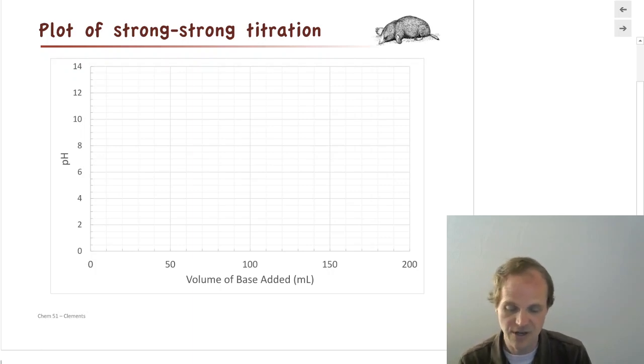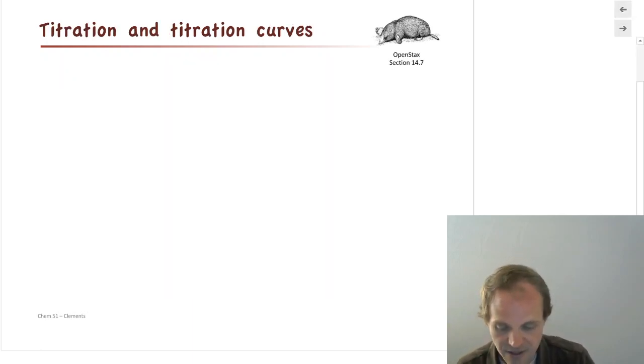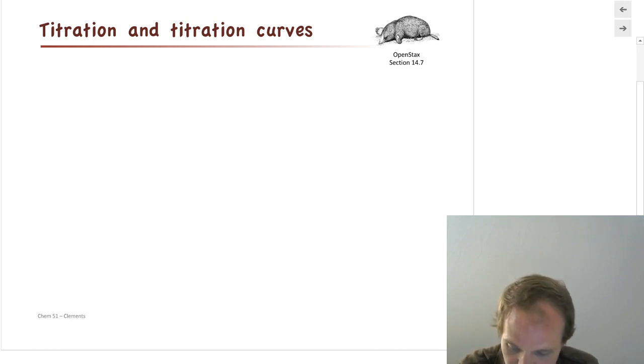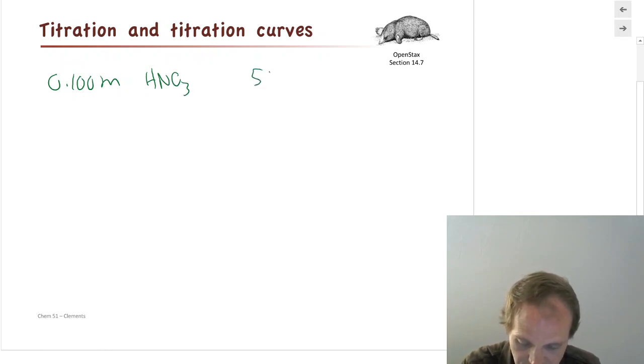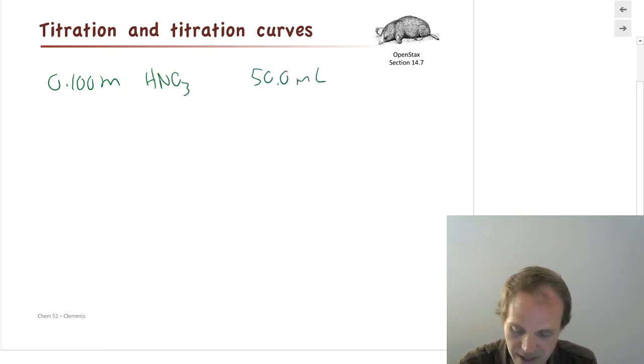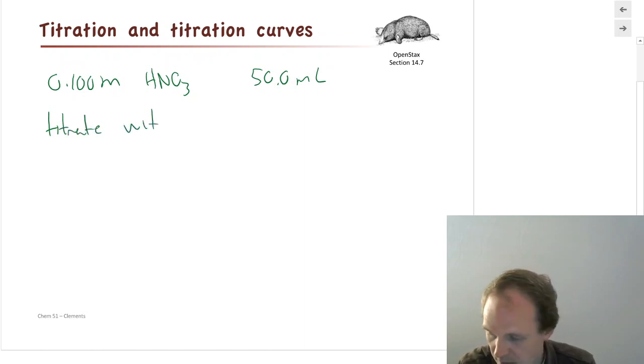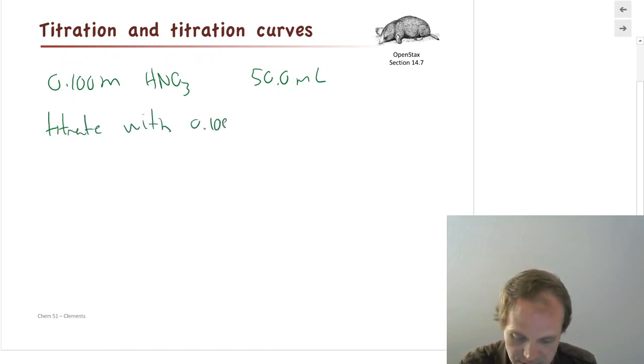What we're going to do is fill out this chart as we go, which is the pH versus volume of base added. We're going to use as our example 0.100 molar nitric acid, HNO3, and we're going to start off with 50.0 milliliters of that, and we're going to titrate with 0.100 molar sodium hydroxide.